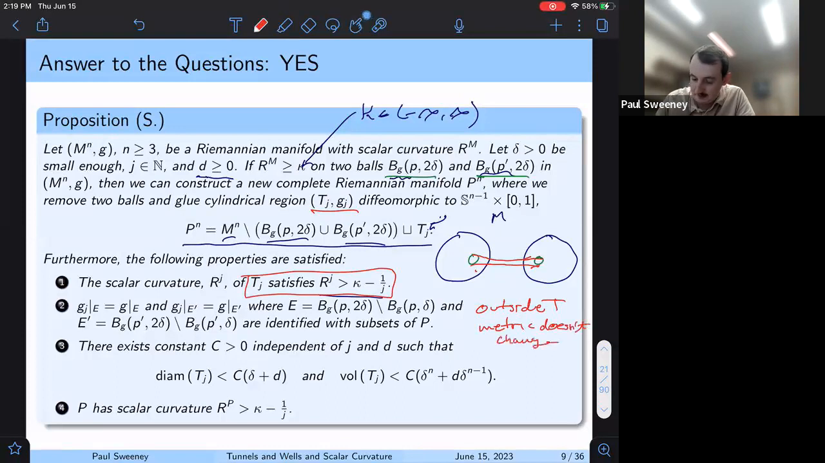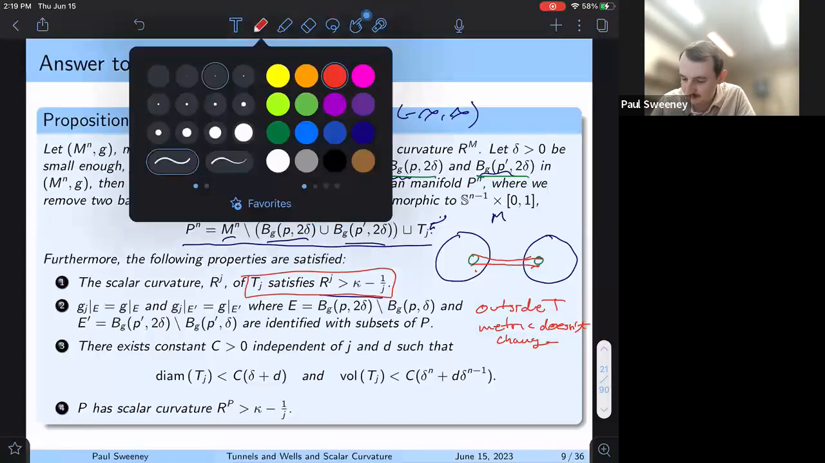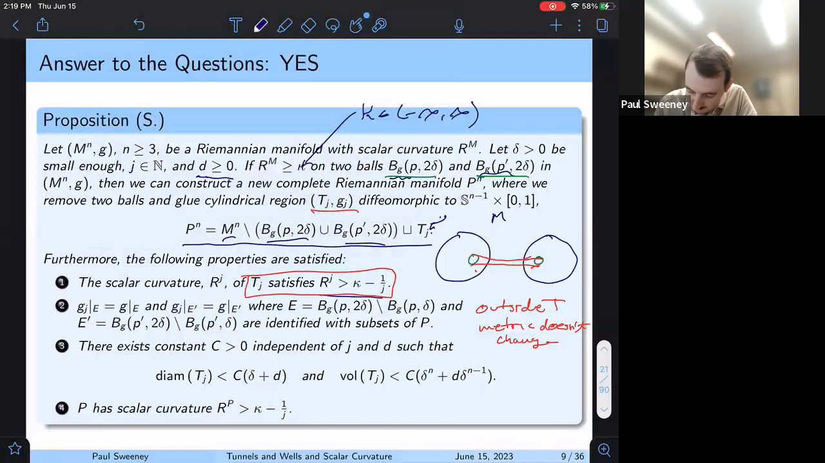Doesn't change. And lastly, we're able to control the diameter, which I'm missing something, so I want to say this. So we are also, diameter is lower bounded by D, and so diameter is controlled by D and delta, and the volume is controlled by this delta. Right, so then these two things will be helpful when we're trying to take limits of intrinsic flat convergences, because we need to know things about volumes and diameters to make sure.